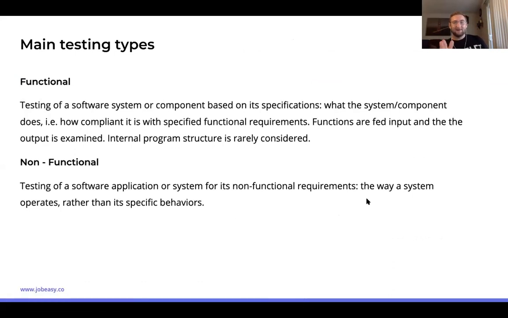We have another set of testing types, and those types are called functional and non-functional testing. Functional testing is testing of a software system or a feature or maybe a component against its specifications. So we are testing what the system does, how it is compliant with specific functional requirements. Functions are fed input and the output is examined. Internal program structure is rarely considered.